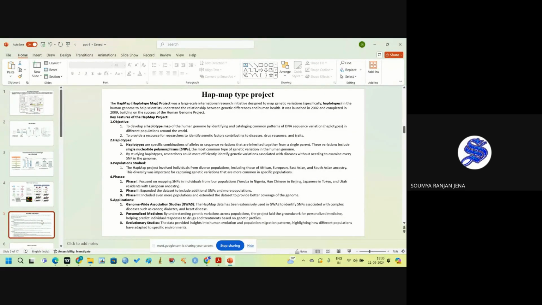Then the next one is, what is the HapMap project? The HapMap, the haplotype project, was a large scale international research initiative to map genetic variation, because we have to study genetic variation. Due to genetic variation or genetic polymorphism, our gene sequence changes accordingly, and these changes in the evolutionary process developed the evolutionary human beings, the Homo sapiens species.